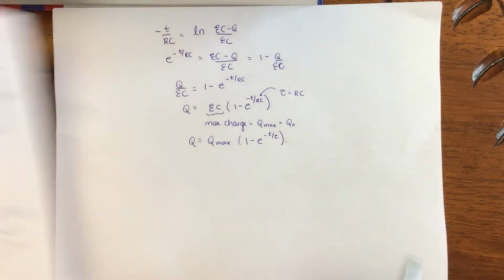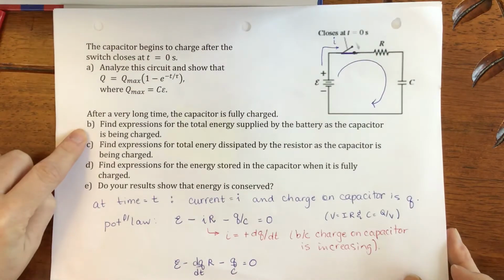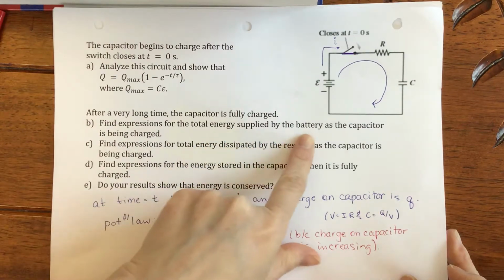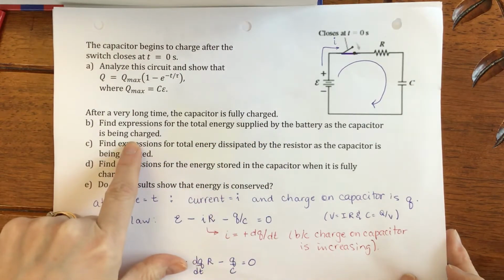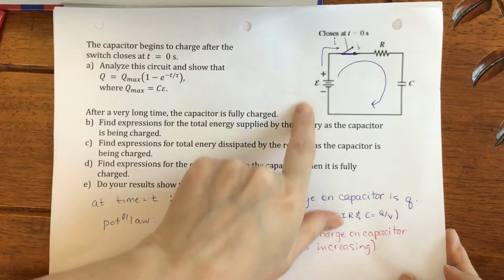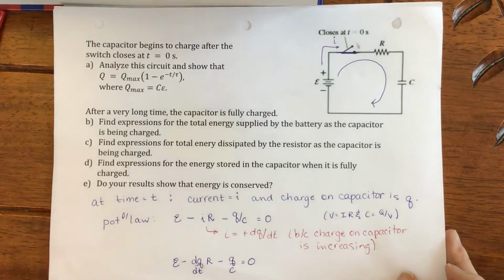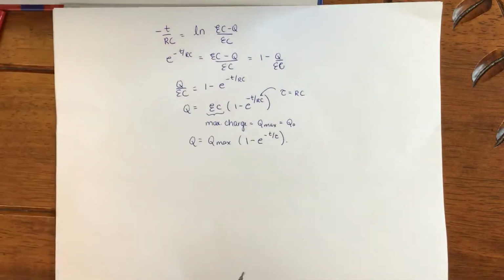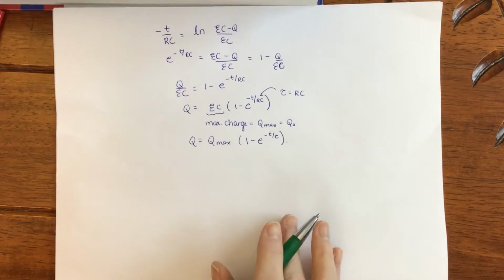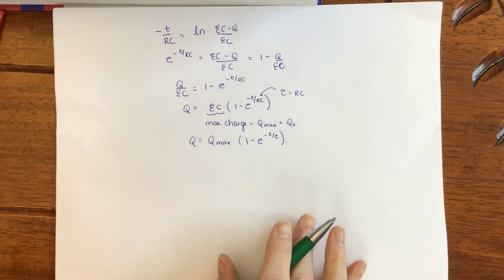In part B of our problem now, it says find an expression for the total energy supplied by the battery as the capacitor is being charged. So as the capacitor gets all charged up, how much energy is supplied by that battery? So let's start with what we know.